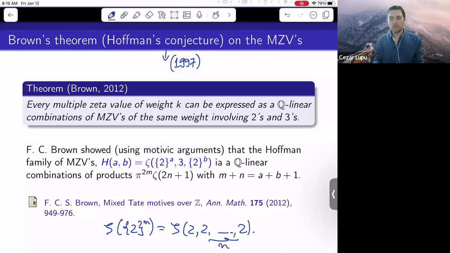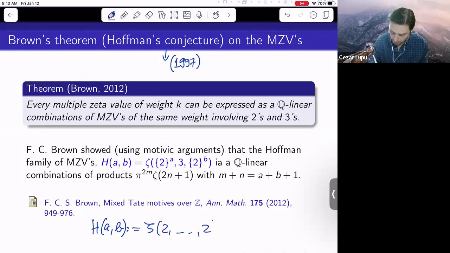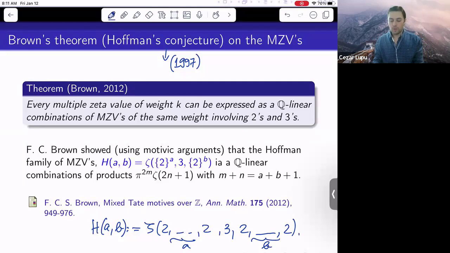So using his motivic arguments, what he could prove was that this family H_{a,b}, let me just write it so that it's very clear, is nothing else than zeta of a copies of 2, a single 3, and then b copies of two. This is the family. What he could prove is that it is a Q-linear combination of products of pi to the 2m times zeta of 2m plus 1. We have powers of pi and odd zeta values. But he needed, in fact, an exact formula.